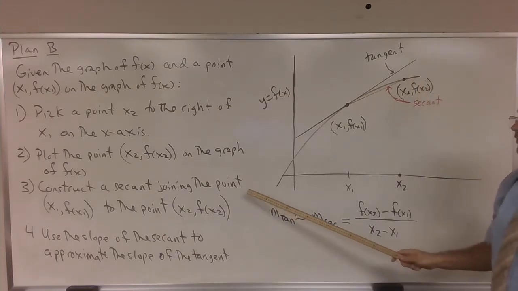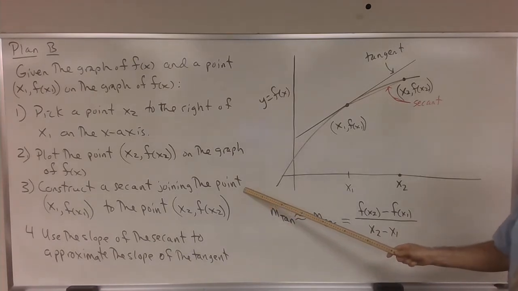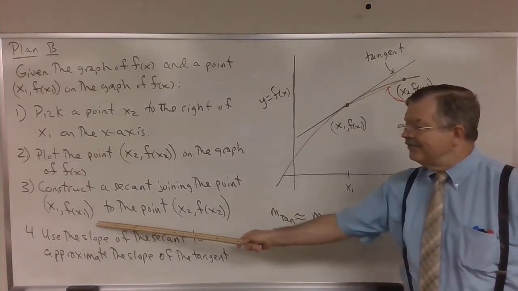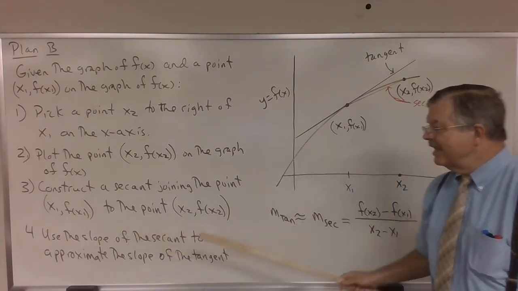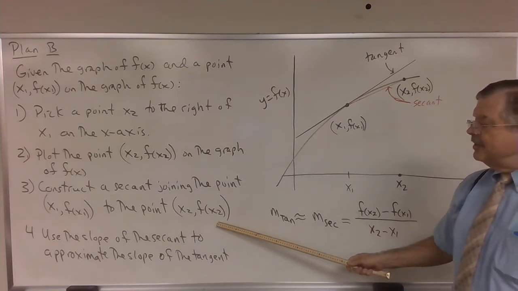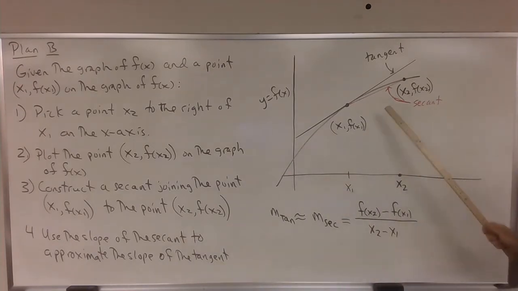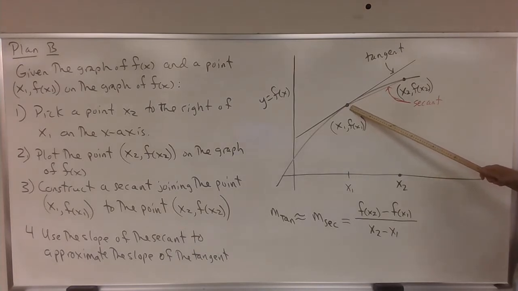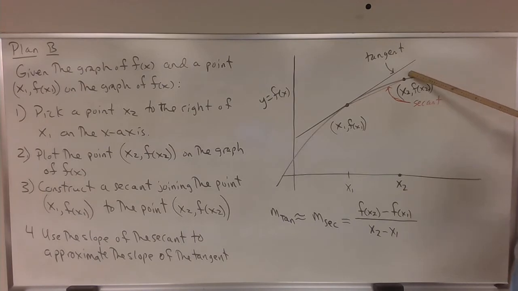And then the third thing we did, we constructed a secant. We constructed a secant joining the point x1, f of x1 to the point x2, f of x2. So here's the secant that connects the point x1, f of x1 to the point x2, f of x2. Now, why did we do that?